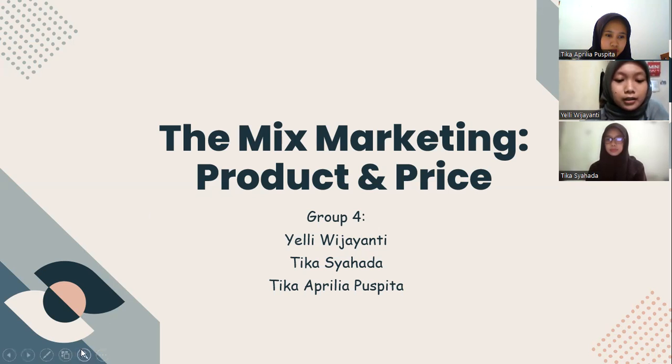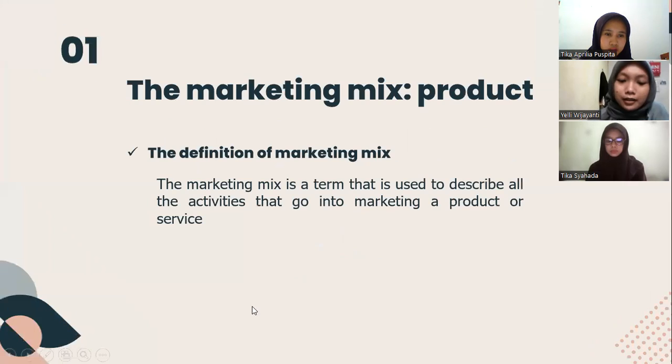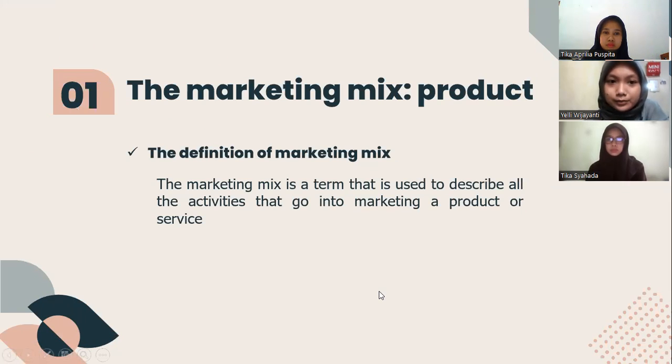As the first speaker, I will explain about the marketing mix, that is, the marketing mix product. So, what is the marketing mix product? The marketing mix is a term that is used to describe all the activities that go into marketing a product or service. Therefore, these activities are often summarized as the 4Ps, that is, product, price, place, and promotion.